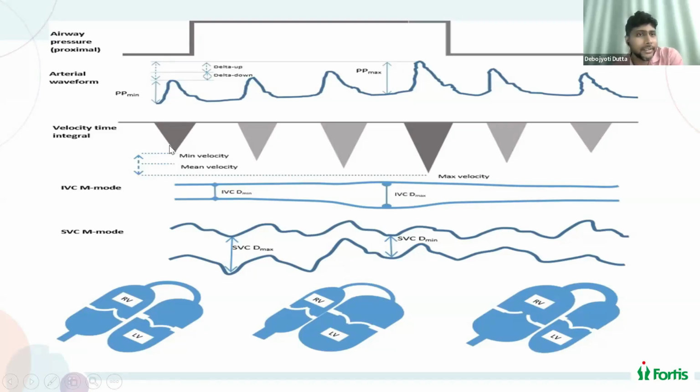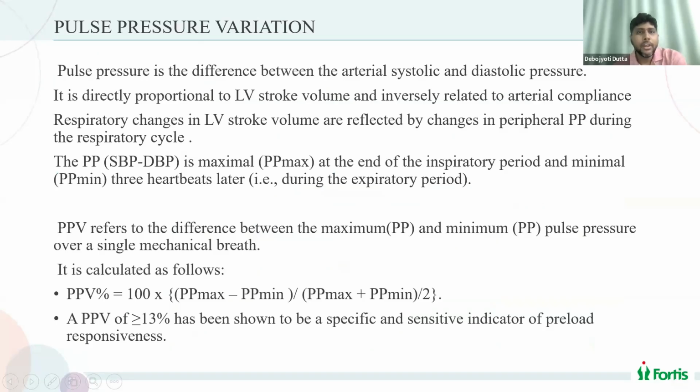Similarly, the velocity time integral of the left ventricular outflow tract also changes like that. And the IVC changes that we commonly see are minimum at the end of expiration and maximum at the end of inspiration. So coming to the dynamic variables, first is the pulse pressure variation.